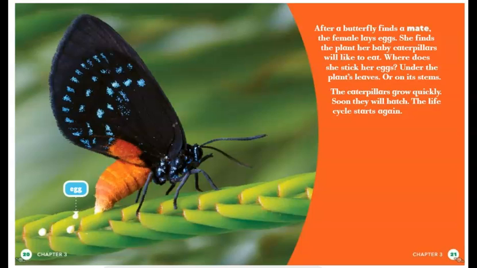Let's continue reading. After a butterfly finds a mate, the female lays eggs. She finds the plant her baby caterpillars will like to eat. Where does she stick her eggs? Under the plant's leaves or on its stems. The caterpillars grow quickly. Soon they will hatch and the life cycle will start again. Here you can see this beautiful butterfly, and you can see here the egg with a label.